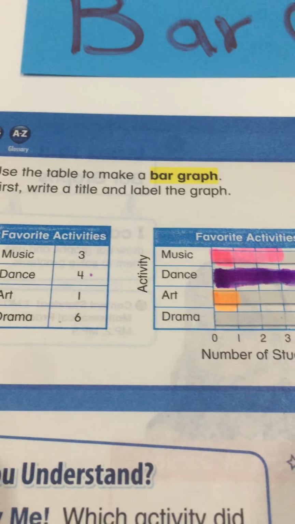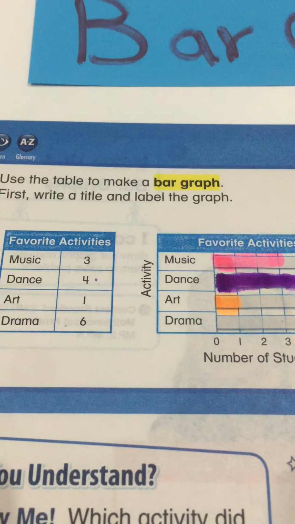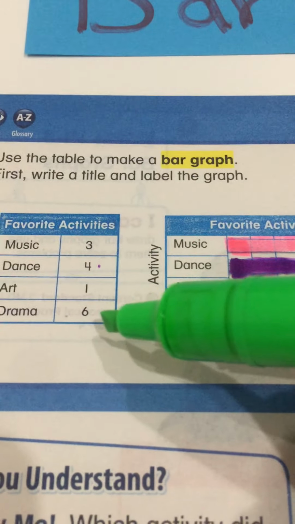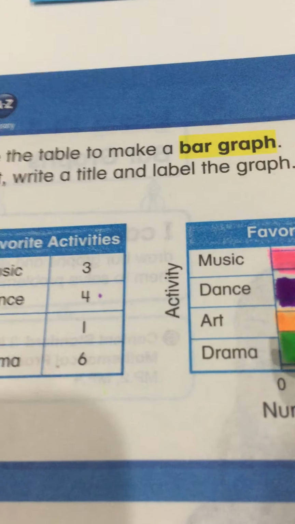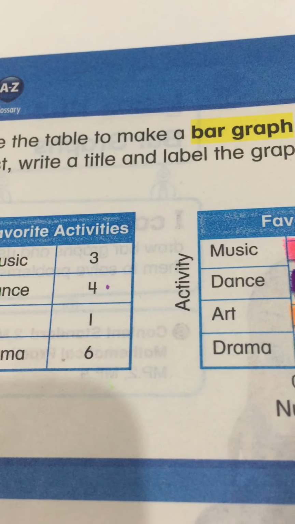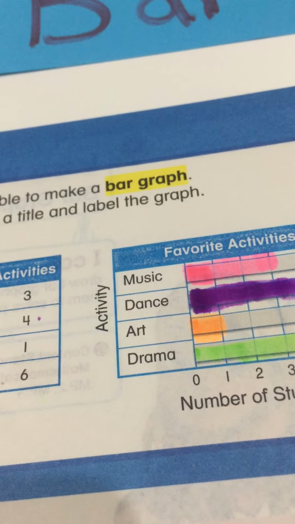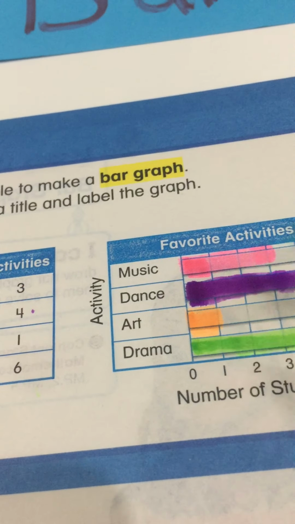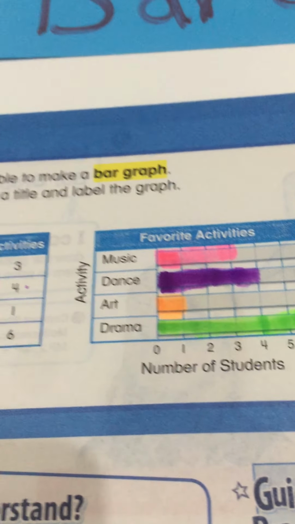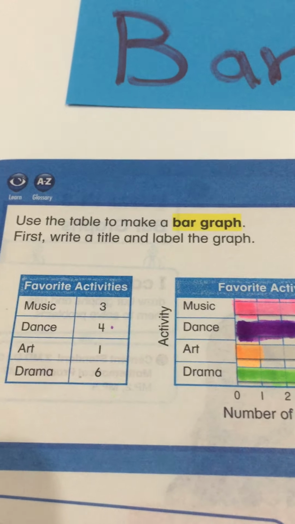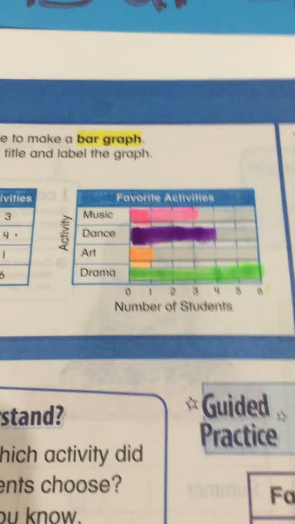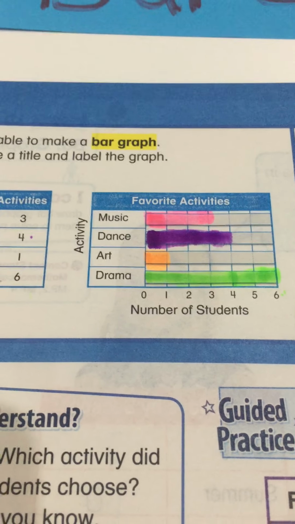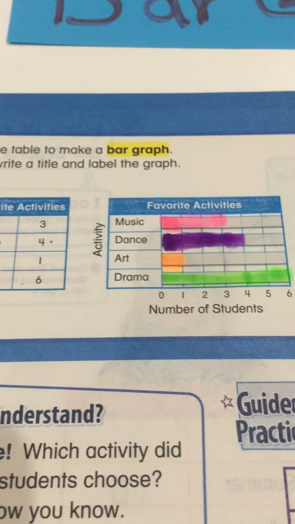And how many students like drama? I have 6 students who like drama. Then we will go from 0 up to 6. So from here up to the end will be the students who like drama. How many? 6. So go up to 6. So this is what our bar graph looks like.